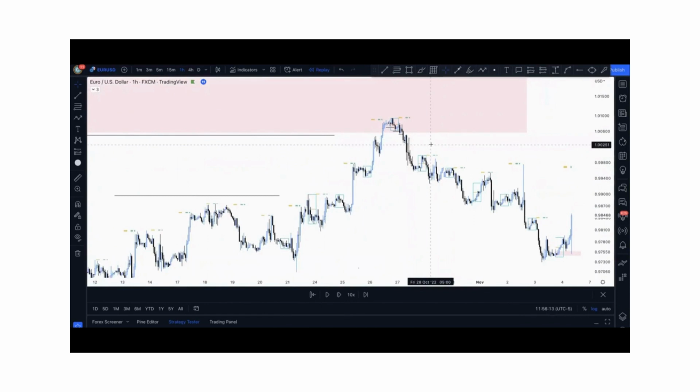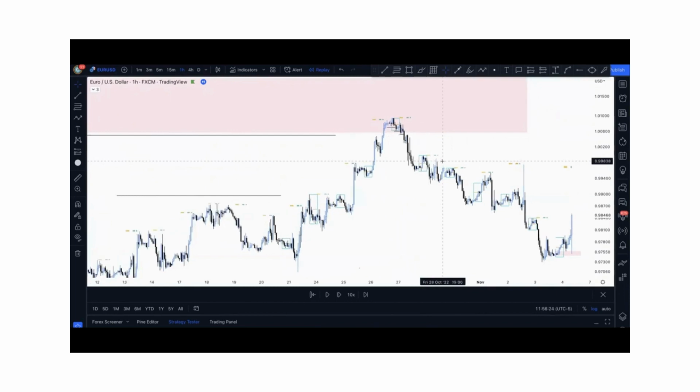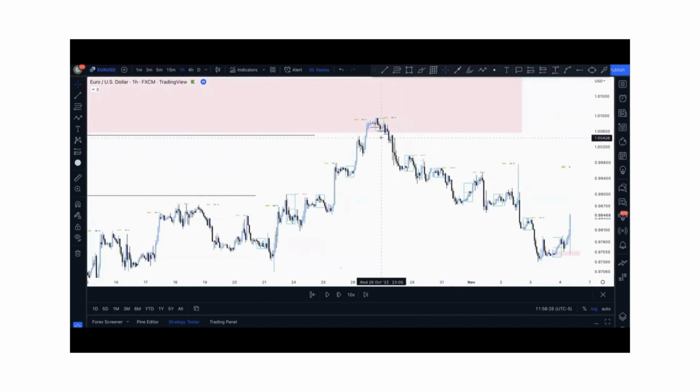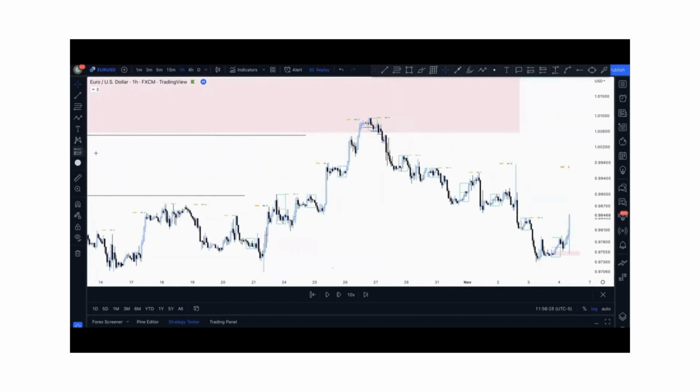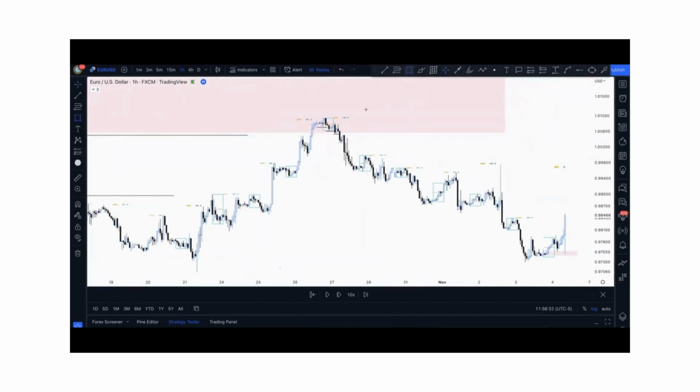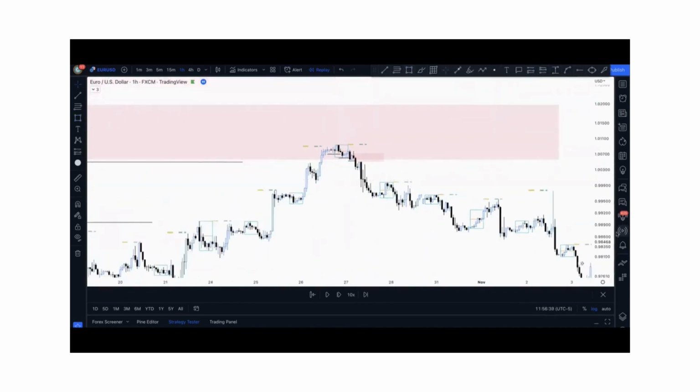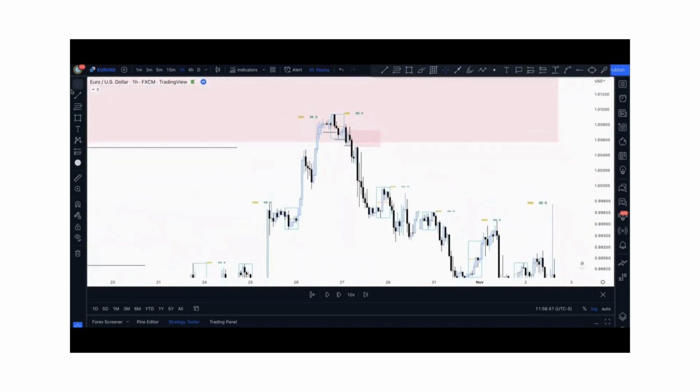So this confirmation here is what we want to see to place a sell trade. So when we try, for example here, this one, or in this one, another break.